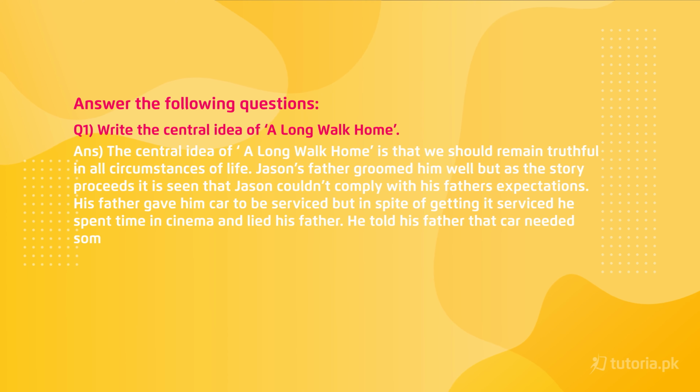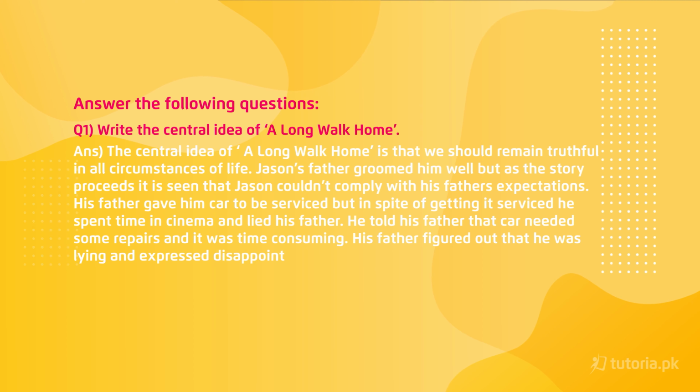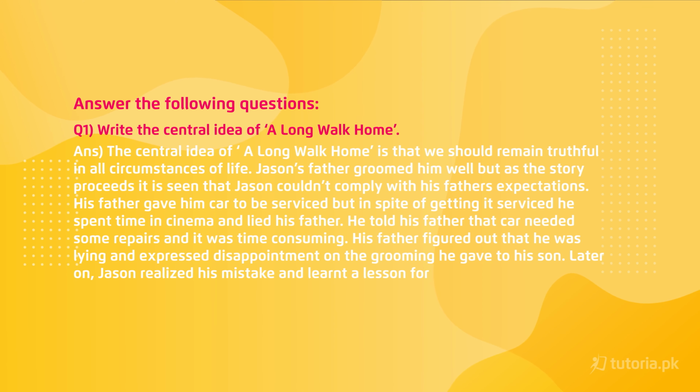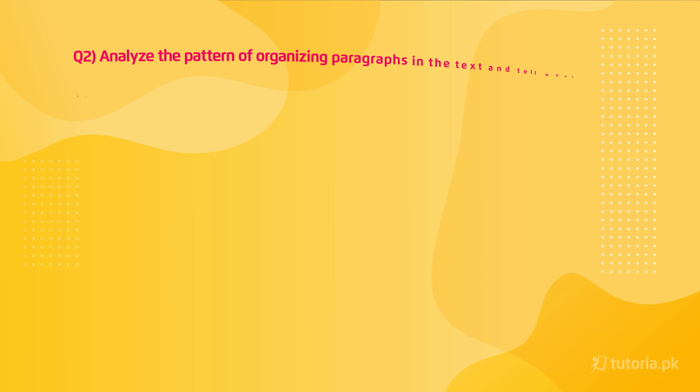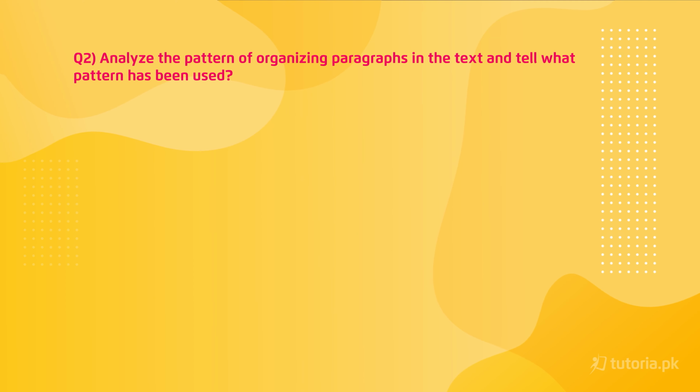He told his father that the car needed some repairs and it was time-consuming. His father figured out that he was lying and expressed disappointment in the grooming he gave to his son. Later on, Jason realized his mistake and learned a lesson for life, which was of not telling lies in any circumstance. Second question. Analyze the pattern of organizing paragraphs in the text and tell what pattern has been used.